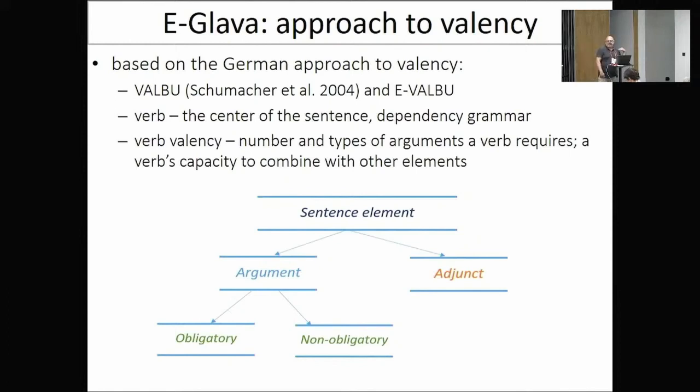Verb valency is the number of types of arguments that a verb requires to have a grammatical sentence. Or we can rephrase it: it's a verb's capacity to combine with other elements, sentence elements around it as a center. Those elements can, in this approach, be divided or classified into two big classes. Those are arguments and adjuncts. And arguments, in this approach, can be obligatory or optional, or non-obligatory. We'll talk more about it later.